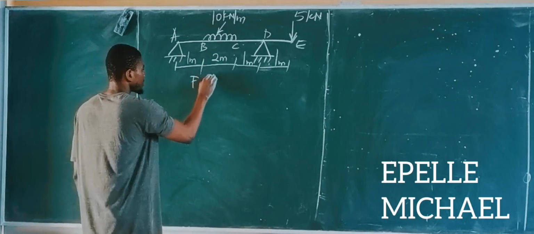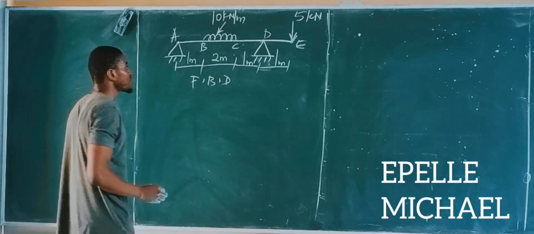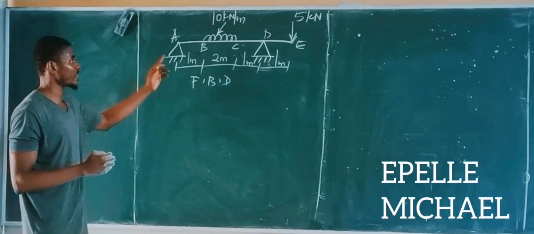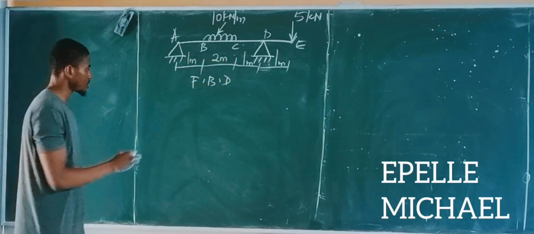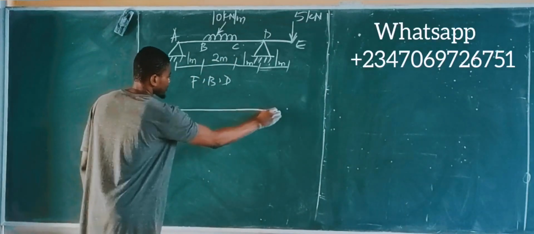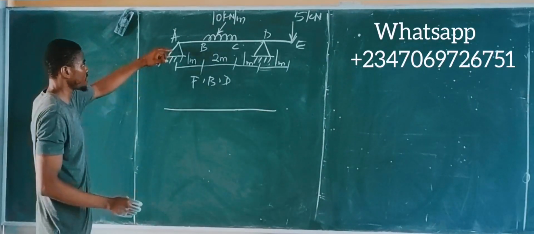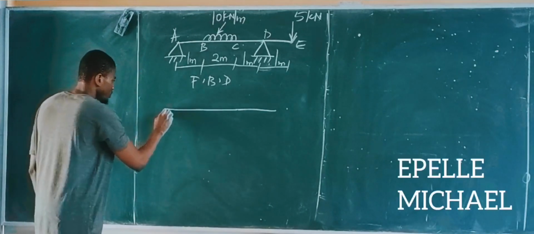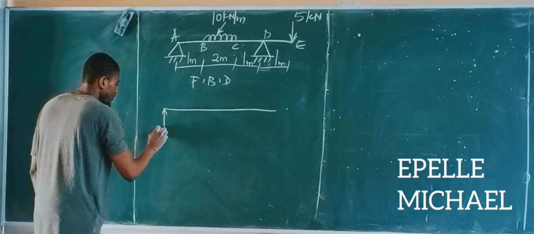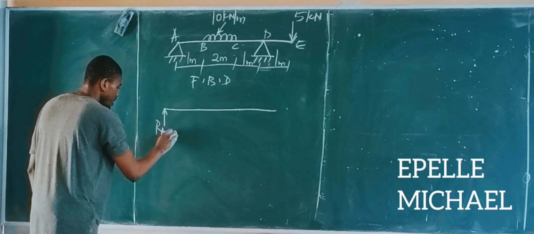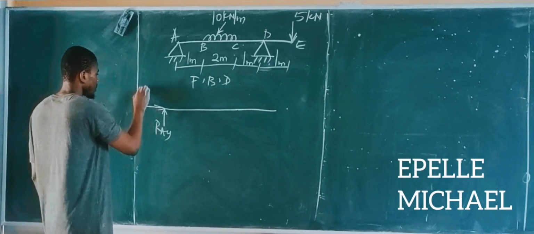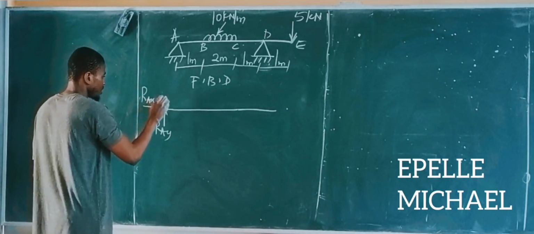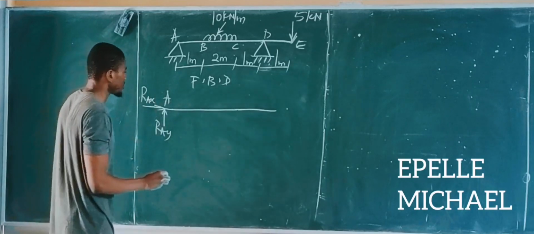Free body diagram. First things first, we have to determine the reactions at the supports. So we'll bring back the beam. At point A we have a pin support, and for a pin support we have two reactions: one vertical, which is simply RAY, and then one horizontal, RAX. So this is point A.